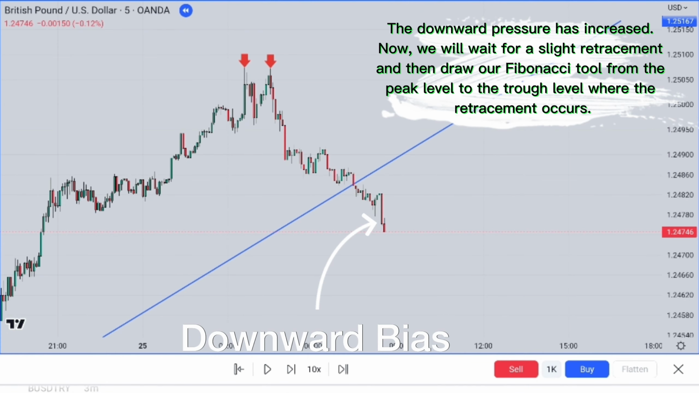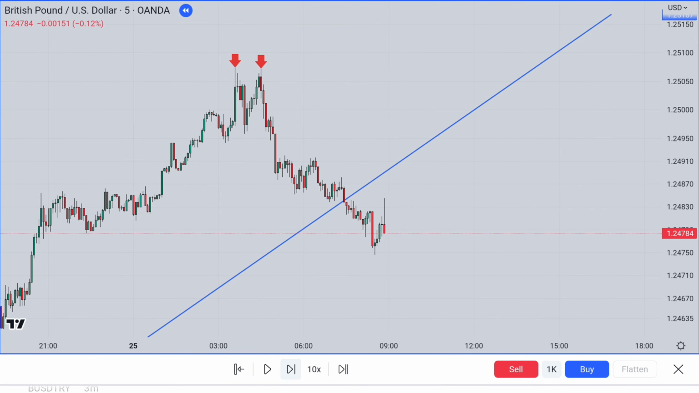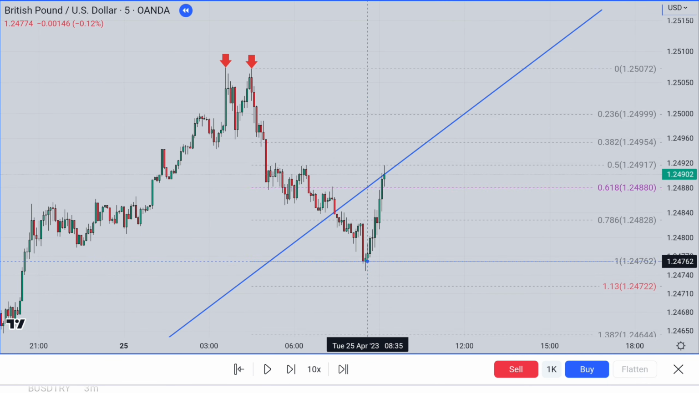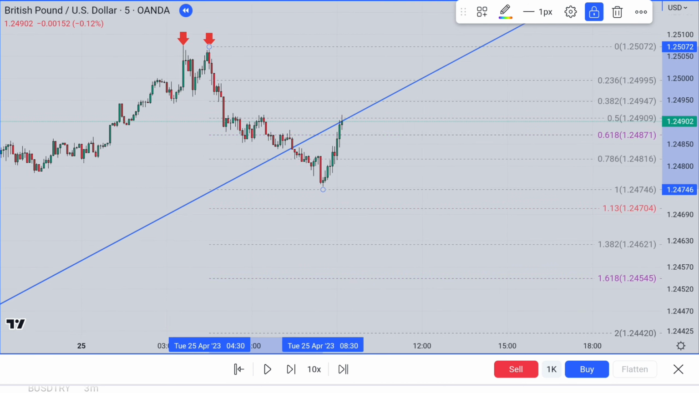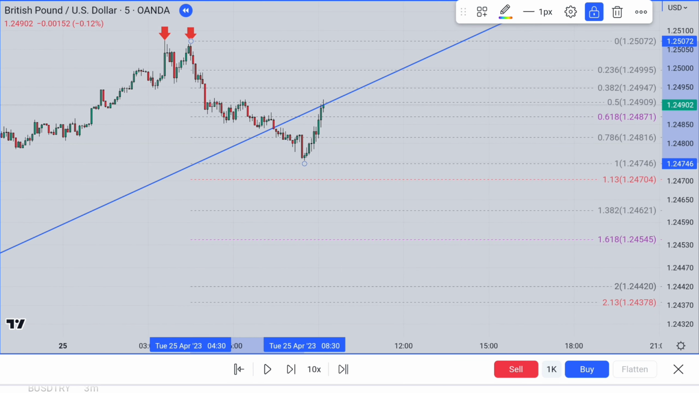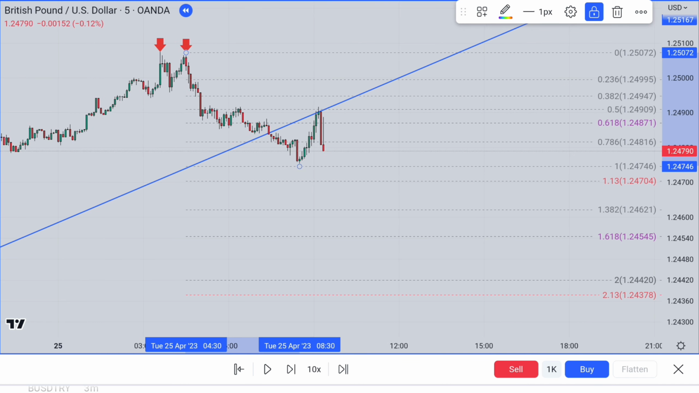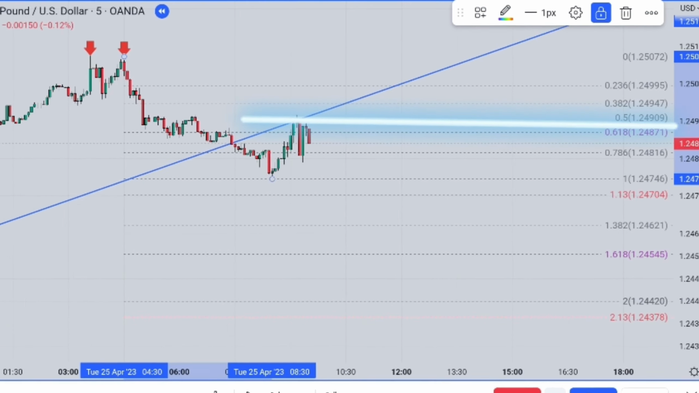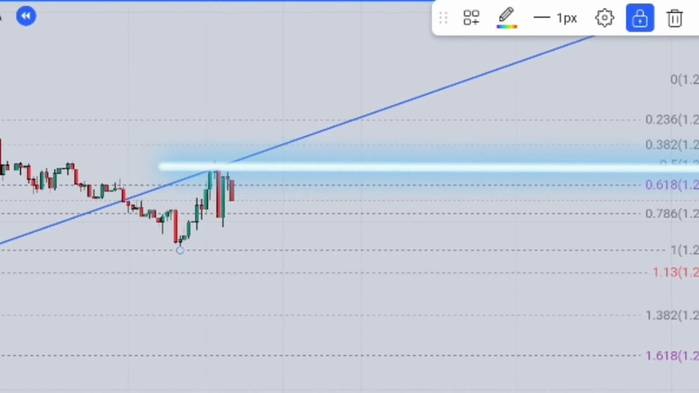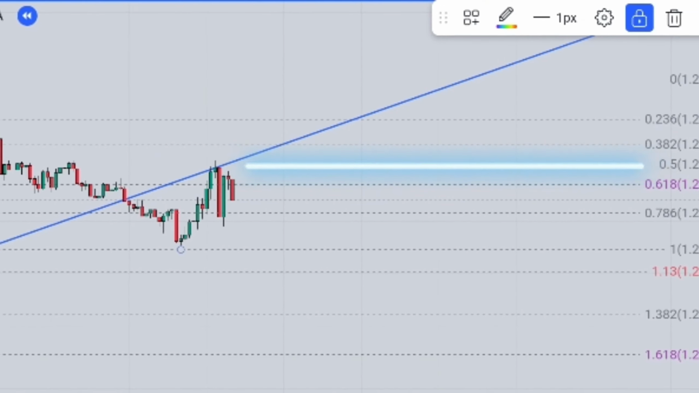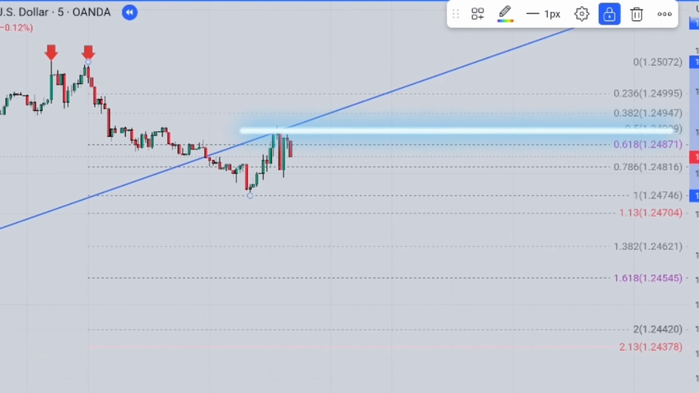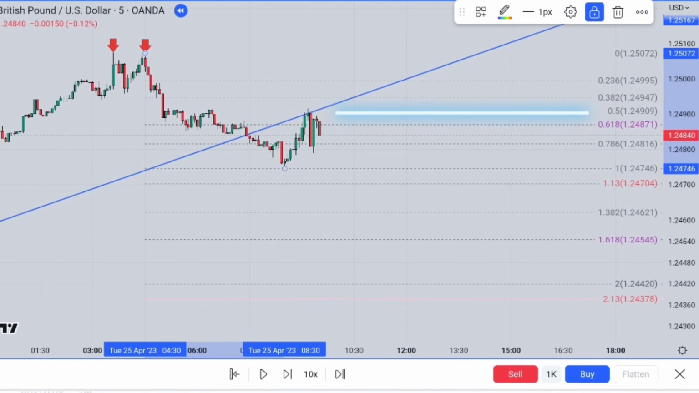The downward pressure has increased. Now, we will wait for a slight retracement and then draw our Fibonacci tool from the peak level to the trough level where the retracement occurs. As you can see, the price touched the trend line and reversed. In fact, a downward reversal occurring between the Fibonacci 0.5 to 0.6 levels strengthens the possibility of the start of a potential downtrend.